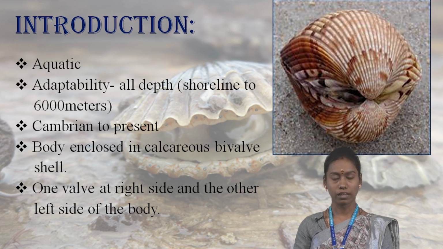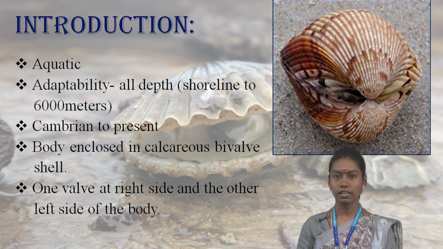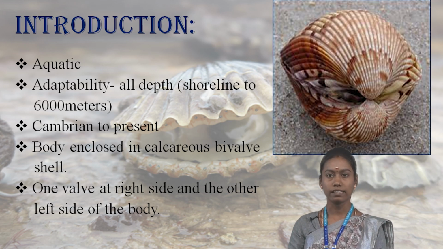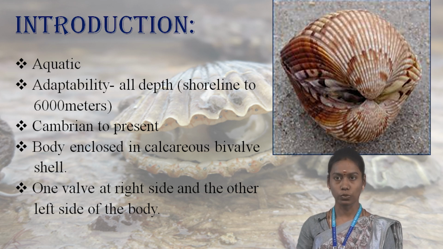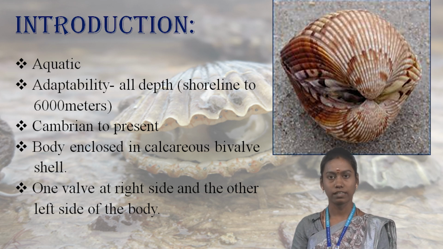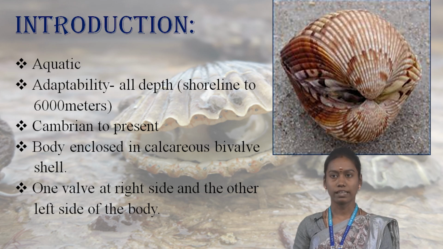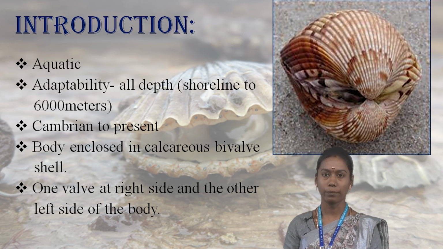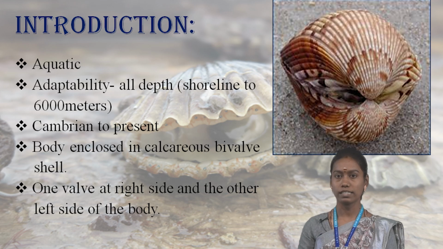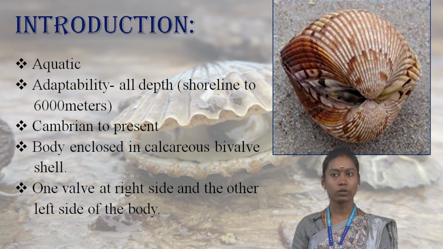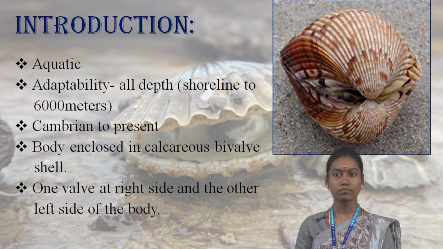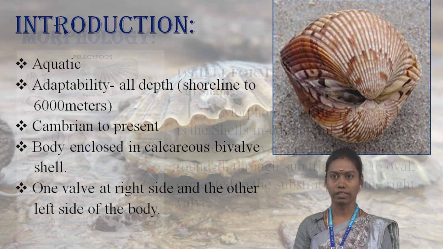The Pelecypoda are aquatic. Aquatic means both marine and freshwater, but mostly they come under marine and some Pelecypods come under freshwater. It is adaptable in all depths, from the shoreline to 6,000 meter depth in the ocean. Its age is from Cambrian to recent. We will see this in the geological time scale. Its body is enclosed in a calcareous bivalve shell. Bivalve means two valve shell. One valve is present at the right side of the organism and the other on the left side of the body.